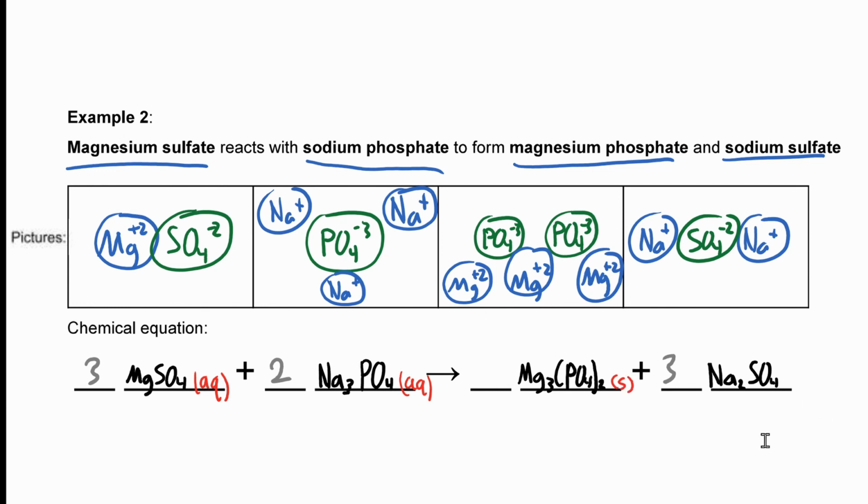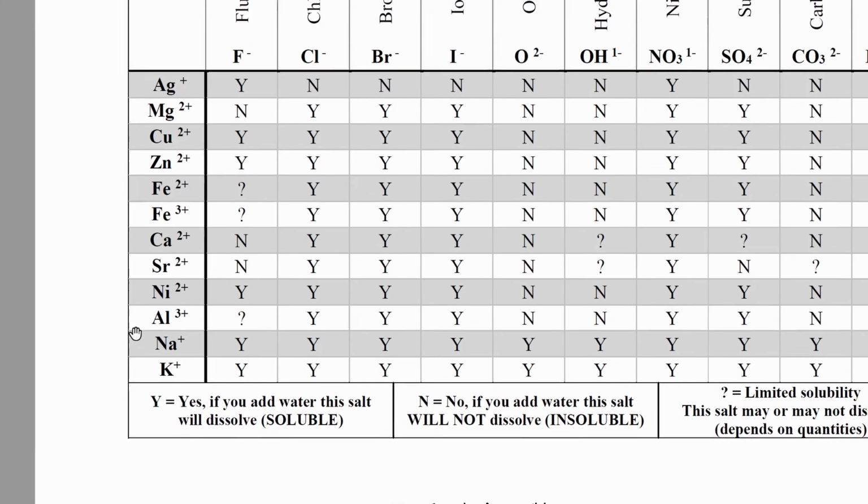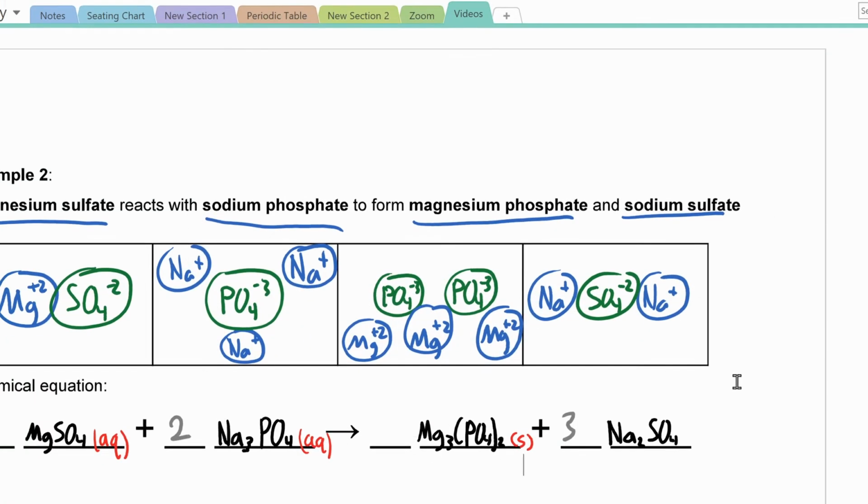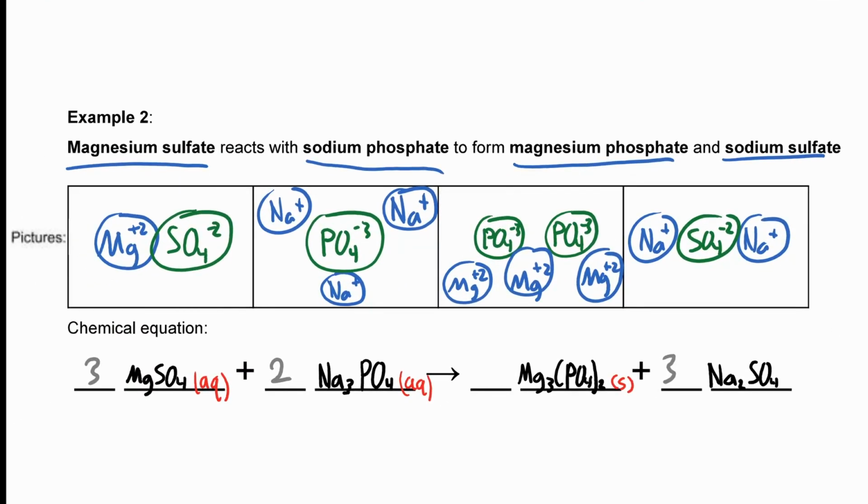Lastly, we have sodium sulfate. Sodium is right here. Sulfate is right there. There is a Y where they meet, meaning that sodium sulfate is soluble. It dissolves in water. The correct phase is going to be AQ for aqueous. Okay, now we have a balanced chemical equation with the correct phase labels. This is a powerful tool to summarize what goes on in a chemical reaction.